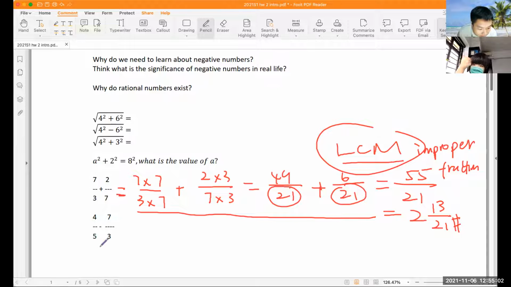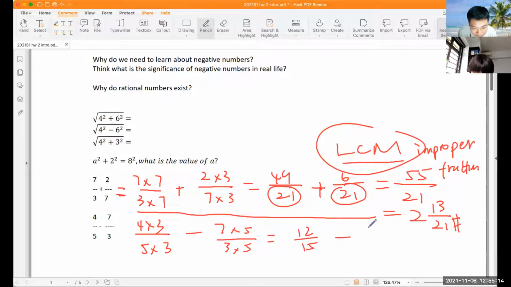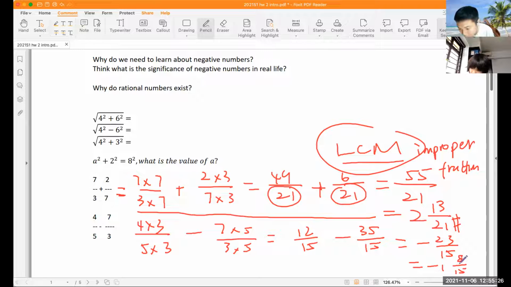Then over here, once again, LCM is 15. So therefore you have 4 times 3, 5 times 3, and 7 times 5. Of course, you have 3 times 5. Then you have 12 over 15, then 35 over 15, then minus 23 over 15. Of course, minus 1. I think 8 over 15. Yeah, good. So these are the steps.